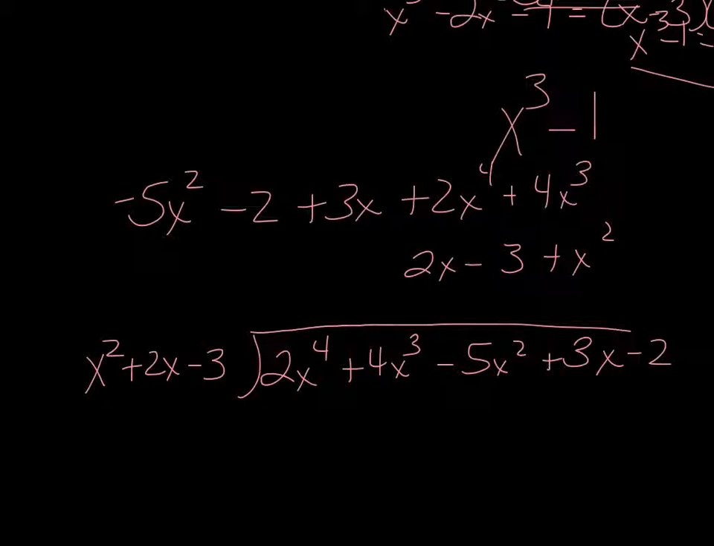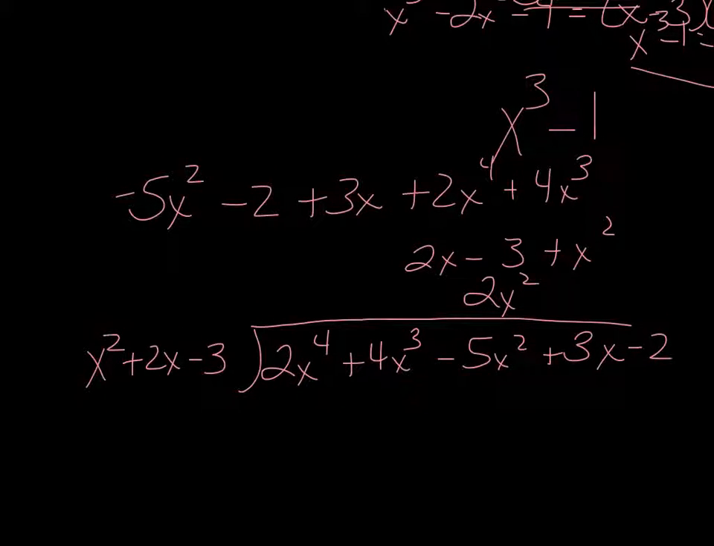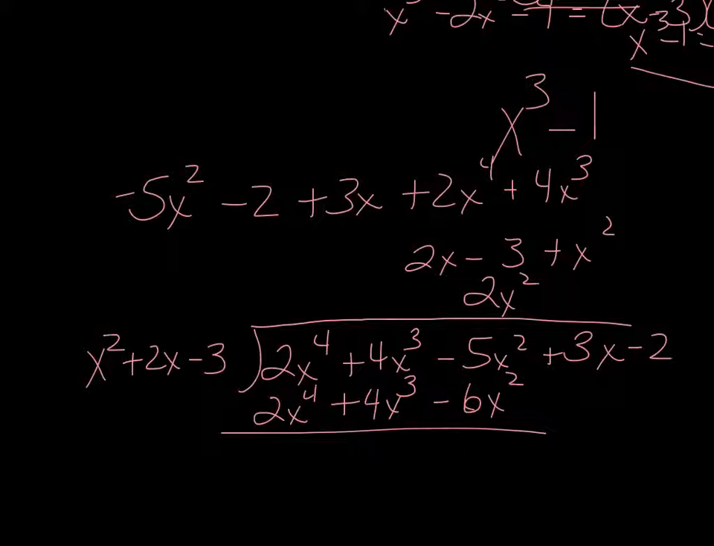2x squared term. 2x squared times x squared is 2x to the fourth, that's what we wanted there. And 2x squared times 2x is 4x to the third, and then we get minus 6x squared. So when we subtract, we're going to change all those signs. And it's nice that the first two terms cancel each other out. So we get x squared plus 3x minus 2.